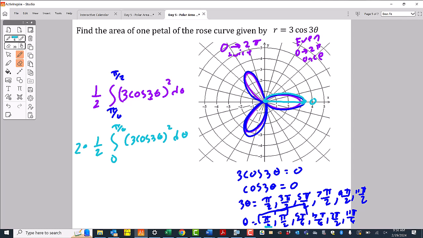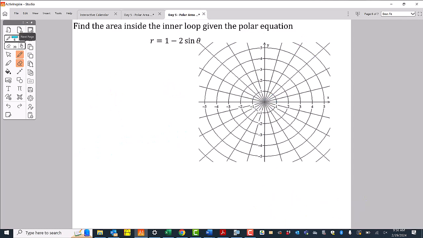So once again, there are an infinite number of ways we can write these integrals, but you have to be able to understand what bounds will give me what I want, and how do I need to alter the function to fit those bounds?